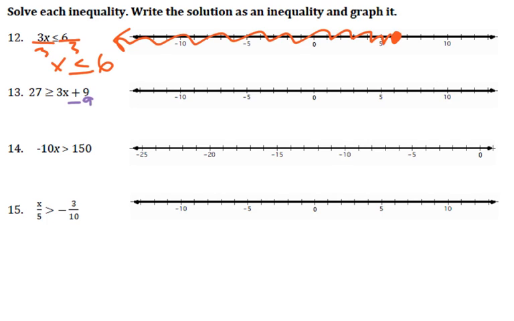13. We start out by subtracting 9 from both sides, so we get 18 is greater than or equal to 3x, divide by 3, and we get 6 is greater than or equal to x. So I go to 6, it's equal to, so I can draw in the circle, and 6 is greater, meaning x is less than, so I shade to the left.